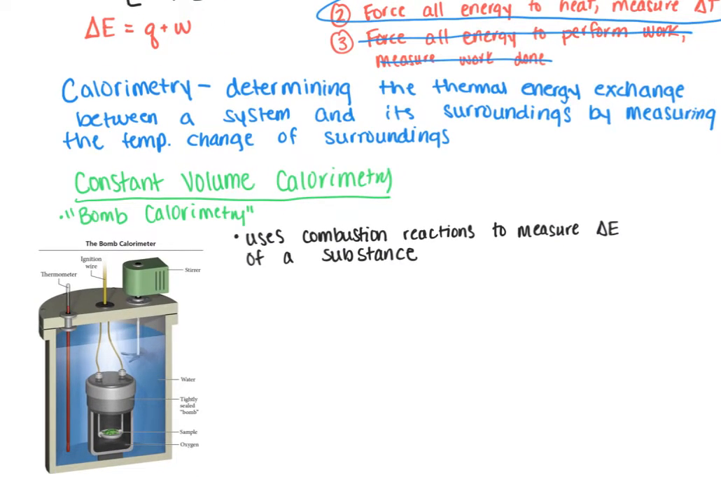So if we look back at our definition of calorimetry, it's that we are going to figure out the thermal energy exchange between a system and its surroundings by measuring the temperature change of the surroundings. So that's why we have a thermometer here in the water, because that's going to allow us to measure the temperature change of the water, which is part of the surroundings. And then we'll be able to use that temperature change to figure out the thermal energy of our system.